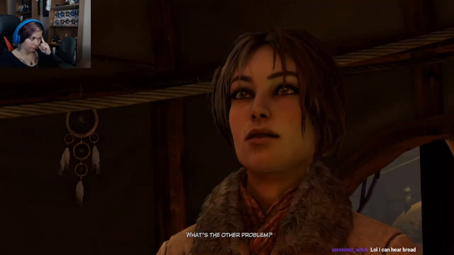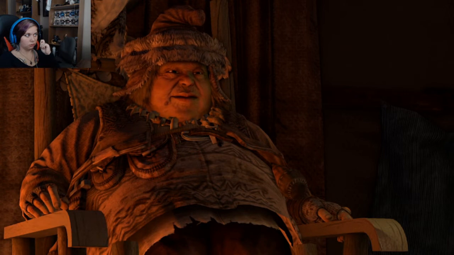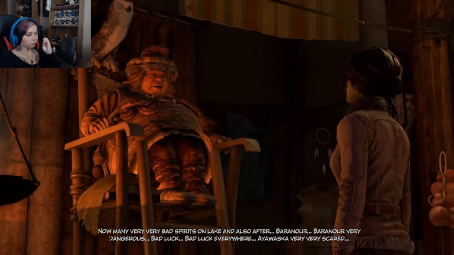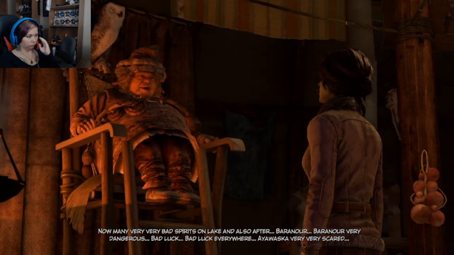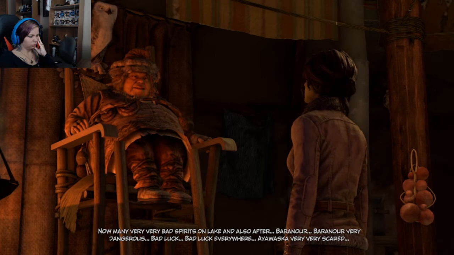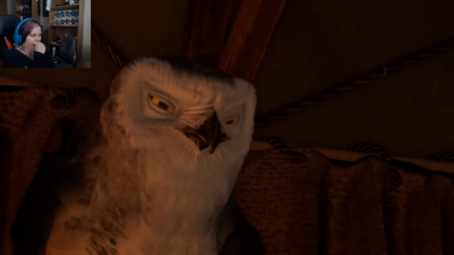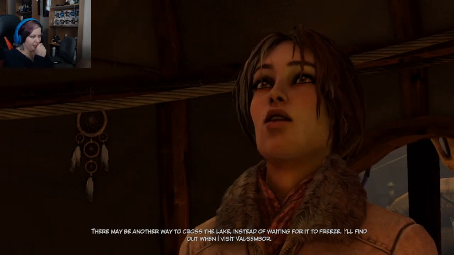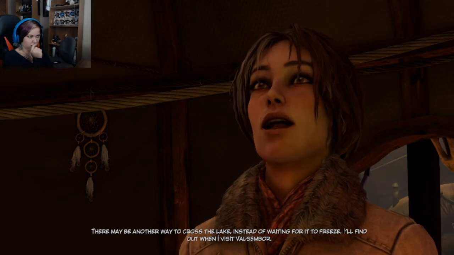Another problem? What's the other problem? The lake. Ayahuasca sees bad spirits everywhere on long road for Yukos. Now many very, very bad spirits on lake and also after. Paranor very dangerous. Bad luck everywhere. Ayahuasca very, very scared. There may be another way to cross the lake instead of waiting for it to freeze. I'll find out when I visit Valsambor.